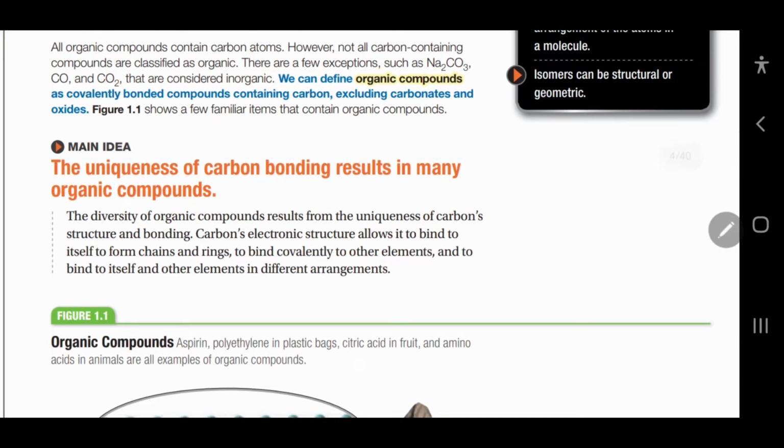Now, the uniqueness of carbon bonding results in many organic compounds, because carbon, as we know, contains 4 valence electrons. And the 4 valence electrons are located in sp3 hybrid orbitals. And the ability of carbon to share the electrons with other elements and the, let's say, medium electronegativity of carbon also give very unique properties for carbon.